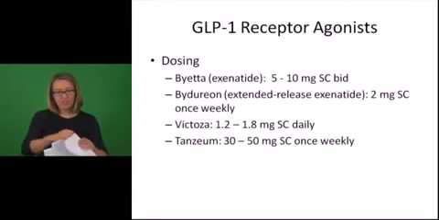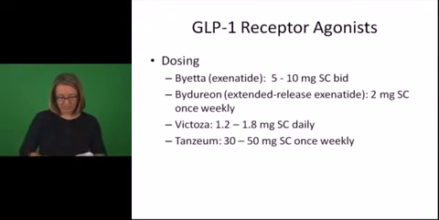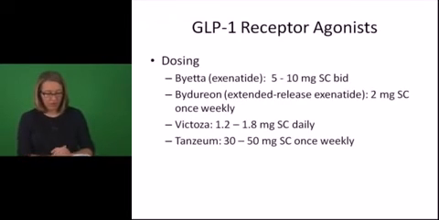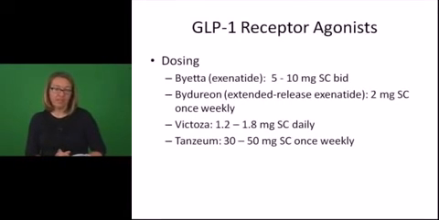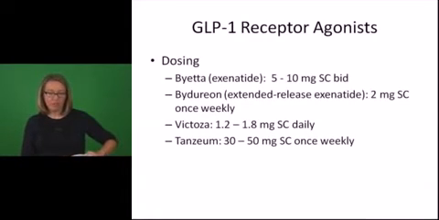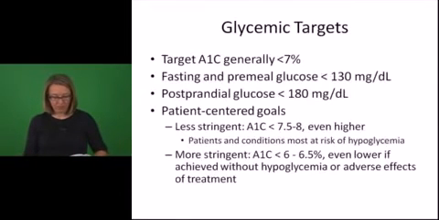So Byetta is dosed 5 or 10 micrograms subcutaneous twice a day. The Bydureon is used 2 milligrams subcutaneous once a week. Victoza is dosed 1.2 to 1.8 subcutaneously daily. And the Tanzeum is dosed subcutaneously once a week. So you have some options, a daily and a weekly option.